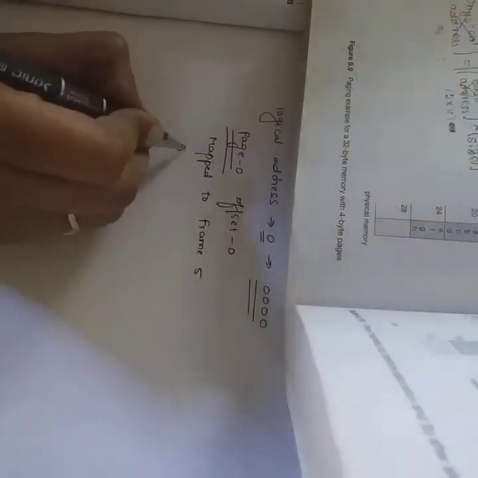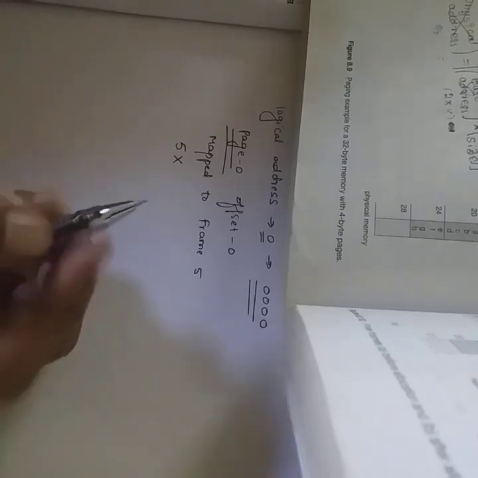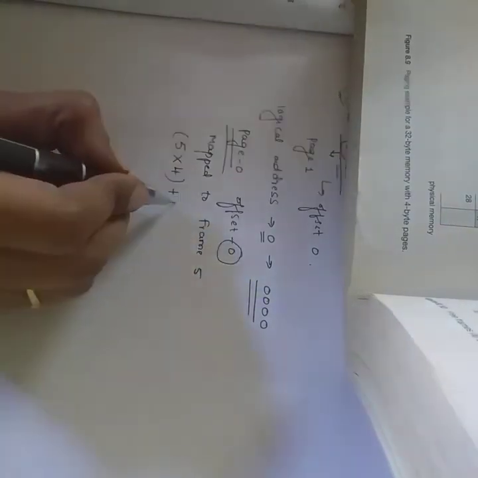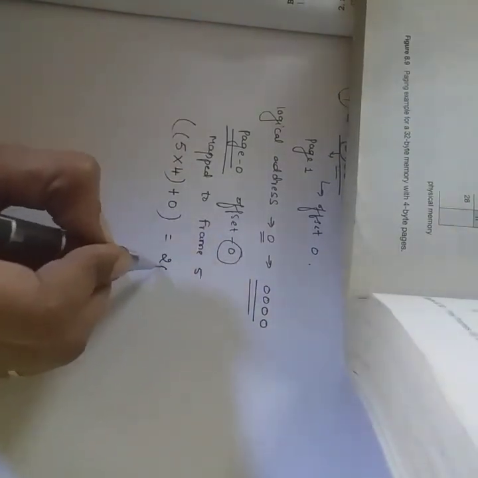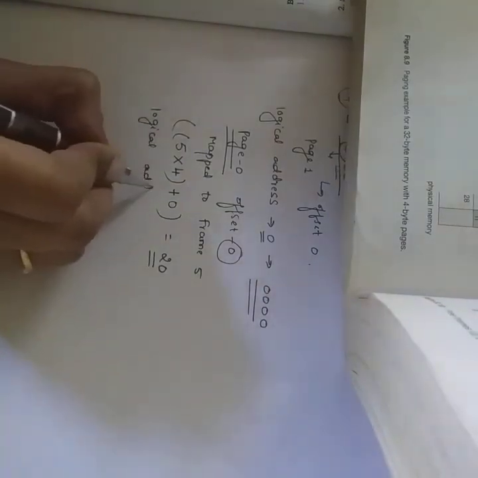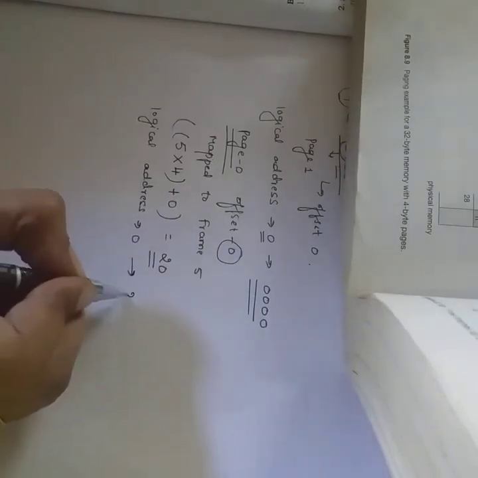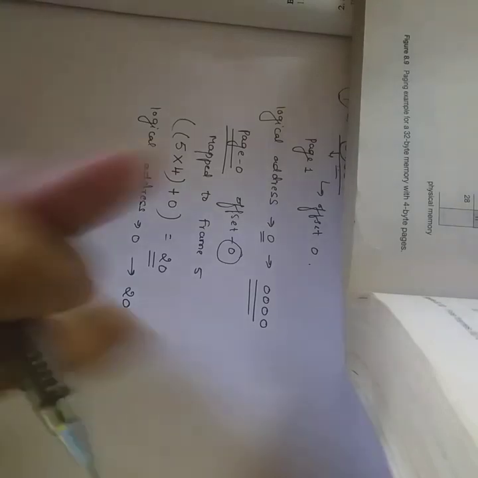Now what happens? Frame 5. Each page takes 4 bytes, so 5 into 4 plus the offset. Offset is 0. So what is the value? 20. That means logical address 0 is equal to physical address 20. Understood? So you can see here, logical address 0 is physical address 20. Like that you can do it for any logical address given.